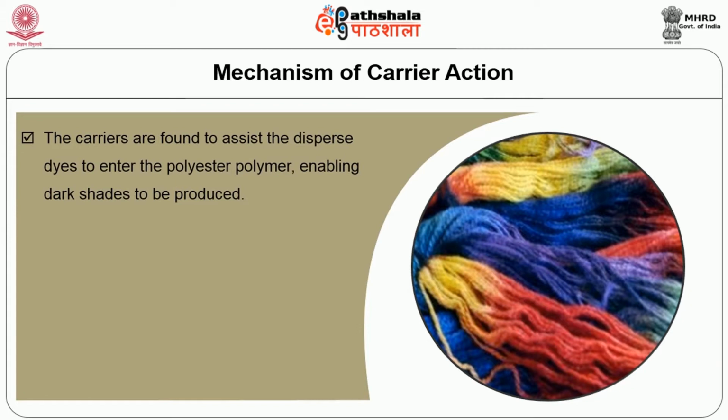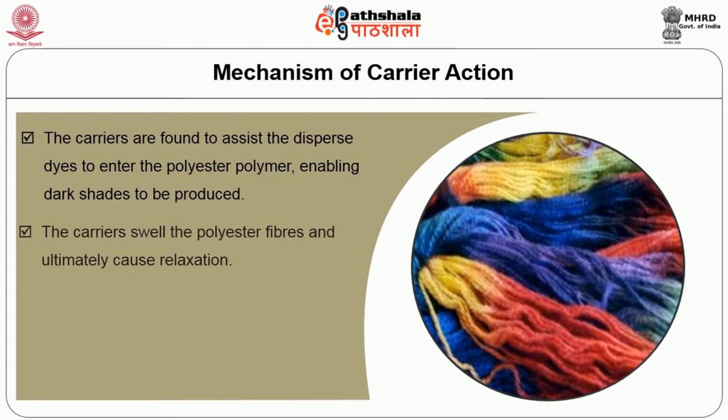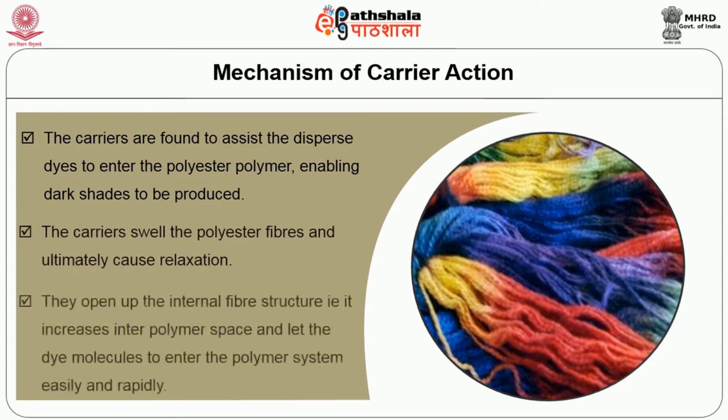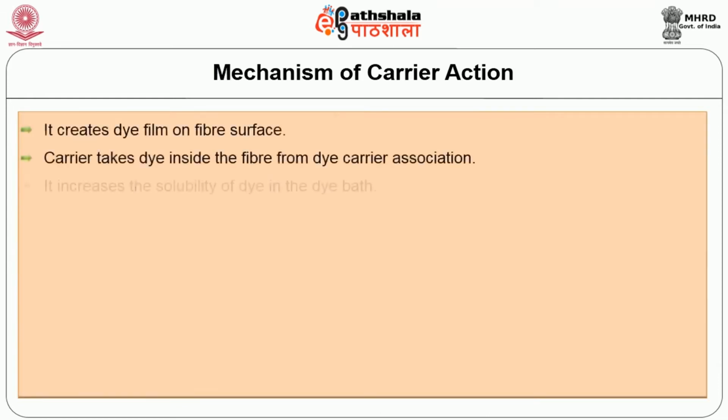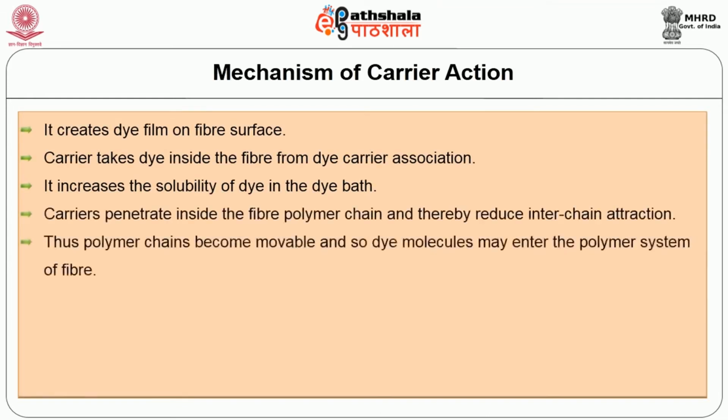The carriers are found to assist the dispersed dyes to enter the polyester polymer, enabling dark shades to be produced. The carriers swell the polyester fibers and ultimately cause relaxation. They open up the internal fiber structure, that is, they increase interpolymer space and let the dye molecules enter the polymer system easily and rapidly. Its action may be described as below.